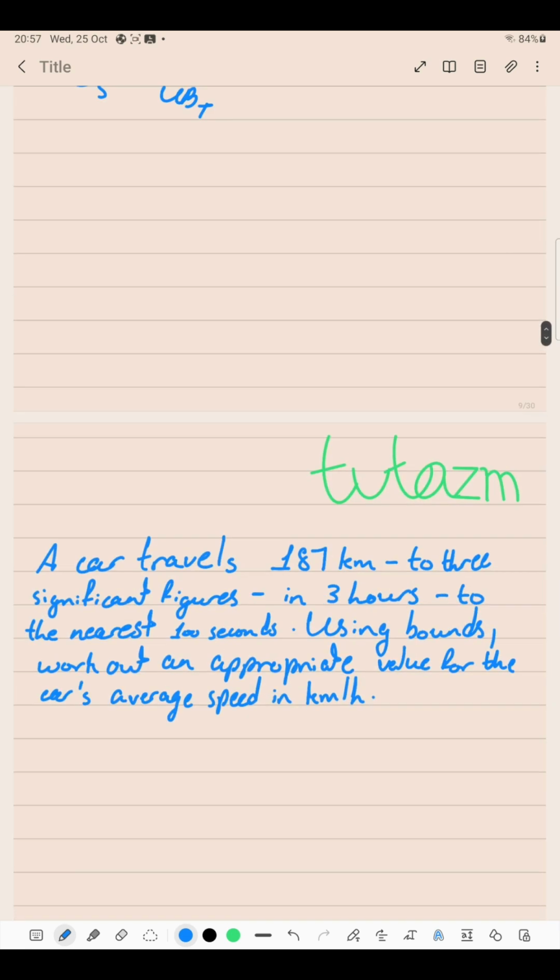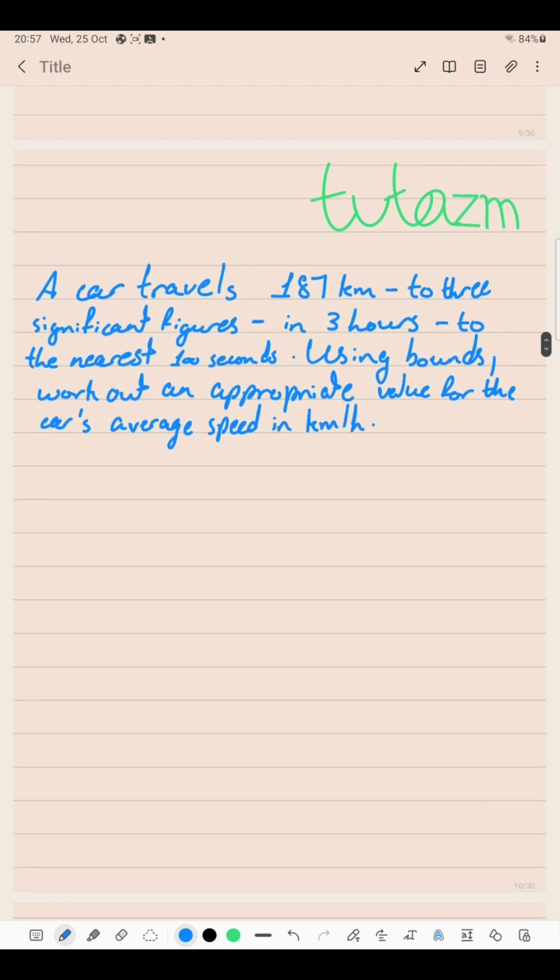Okay, let's look at one final question then that involves bounds. So the question says a car travels 187 kilometers, to three significant figures, in 3 hours, to the nearest 100 seconds. Using bounds, work out an approximate value for the car's average speed in kilometers per hour. Okay.